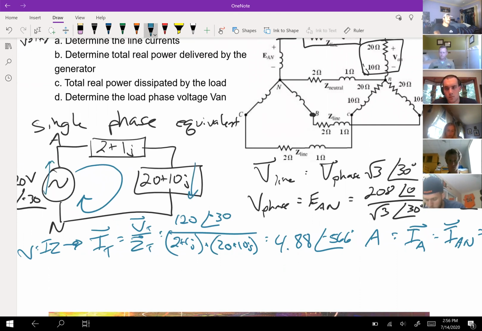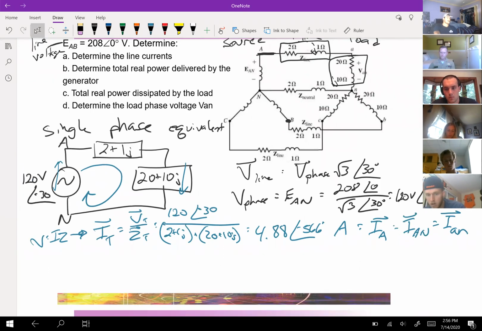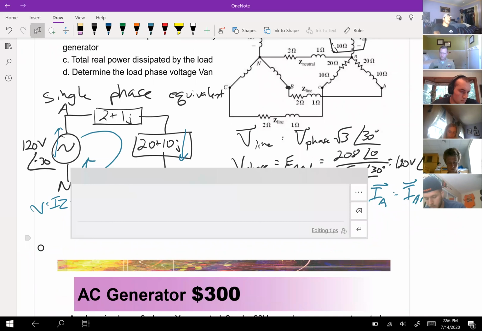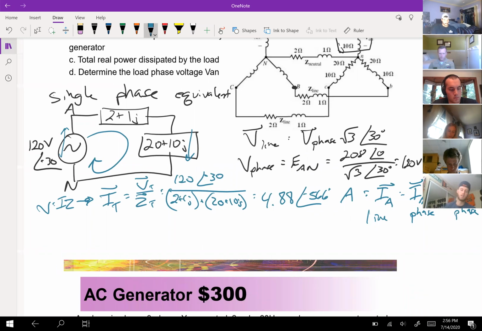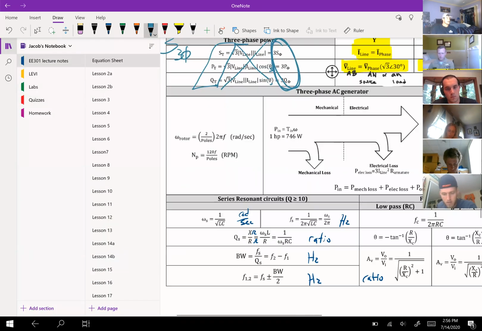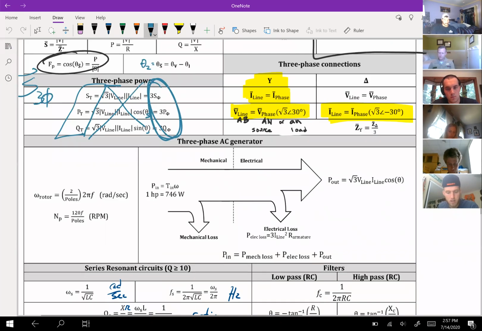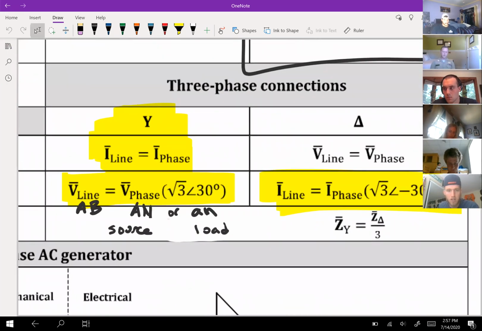Sir, so is the line current the same as the phase current here? Because IA is the line current, and then IAN, both uppercase and lowercase, would be phase currents? That's correct. And this is a YY system. So if it was a delta, the currents would change. If you look at the equation sheet, it says the I line and I phase aren't equal. Let me pull it up. That's a great question. I line and I phase are equal when I have Y connections. Since it's a YY, the phase on the left equals the line, and the line at the top equals the phase on the right.